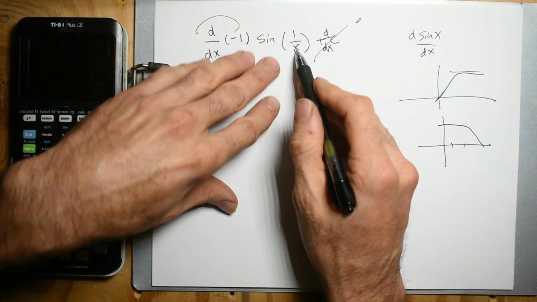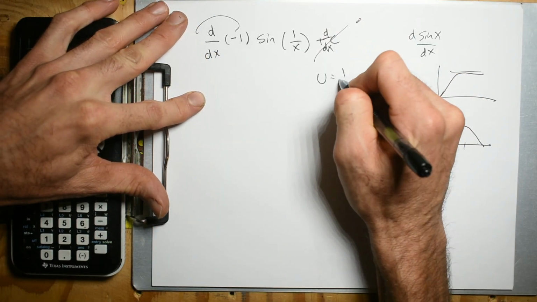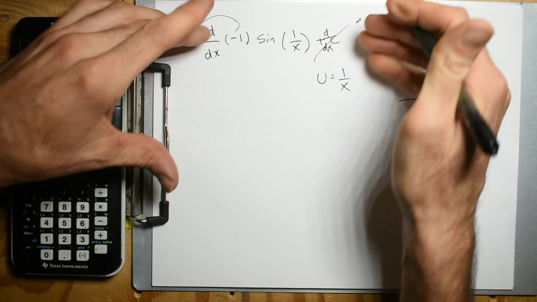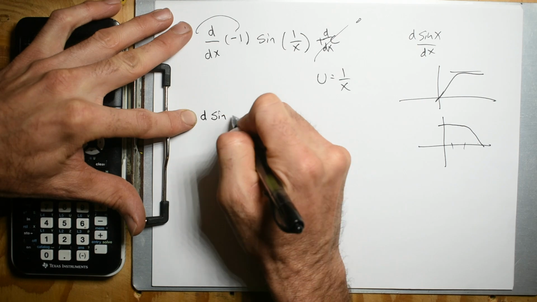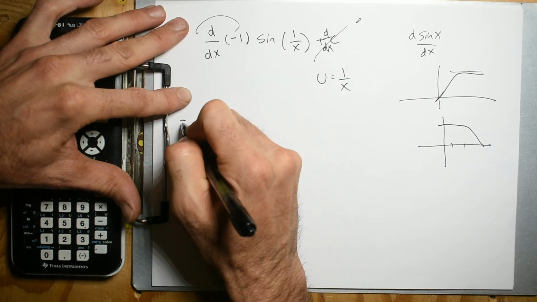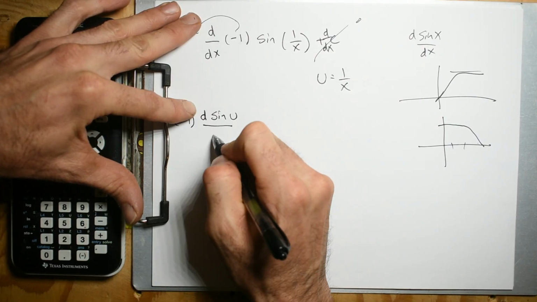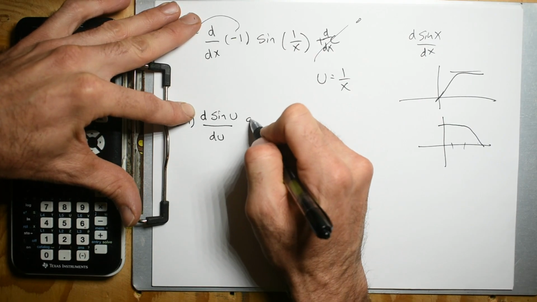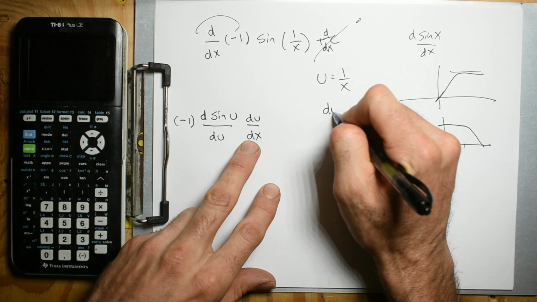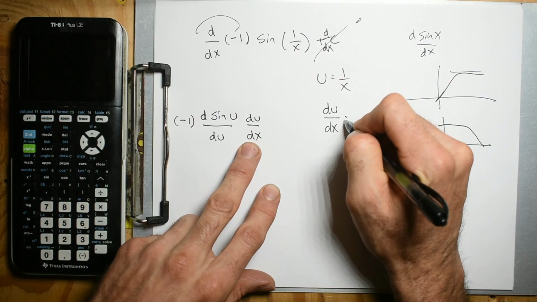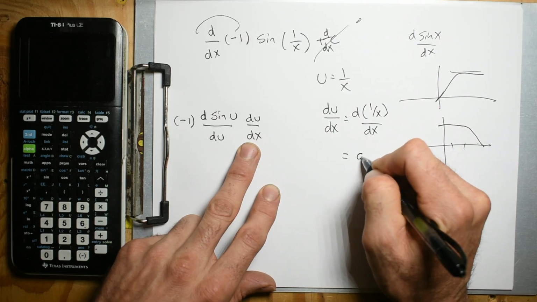But I don't know what 1 divided by x is, so we have to use u substitution. This is where we're going to say u is 1 over x, and then we're going to use the chain rule. I'm going to differentiate sine of u. Don't forget about this negative outside everything. Differentiate sine of u with respect to u, and then du dx. And so this is where we still do this. du dx is going to be d of 1 over x dx, and we can write this 100 different ways.